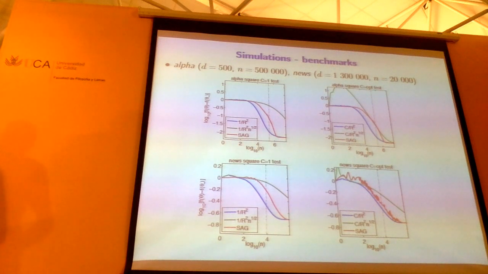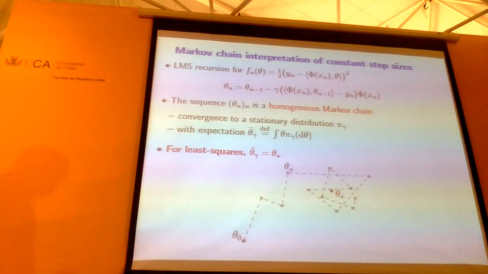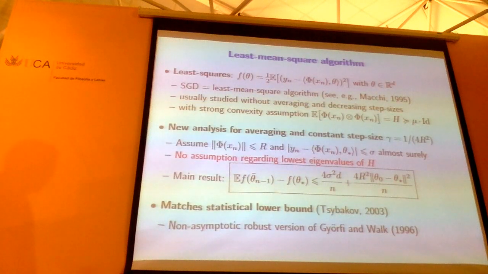Because optimizers are nasty. Okay, I'm one of them, so I'm allowed to criticize myself. Typically, what they say is, oh, look at my bounds. They are nice. With that step size, I get that bound. It's optimal. It's great.